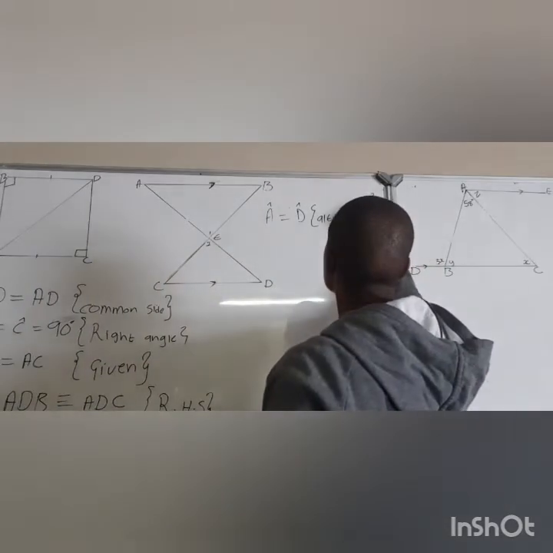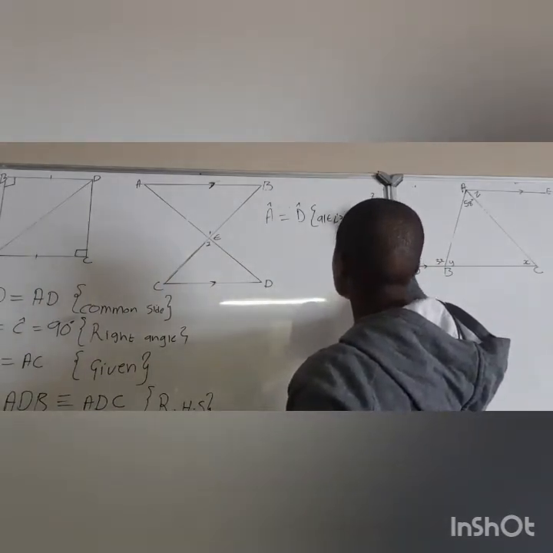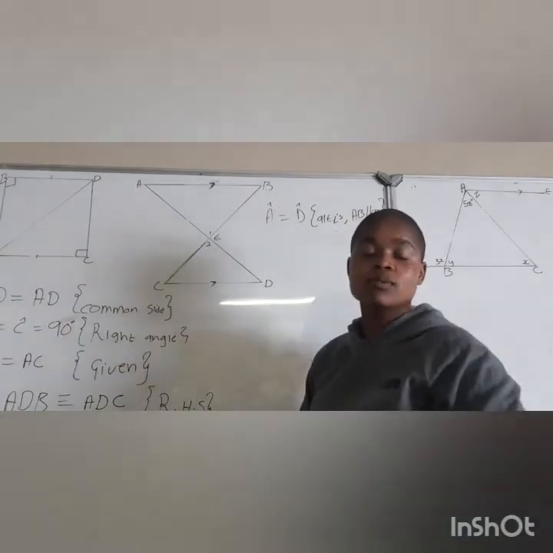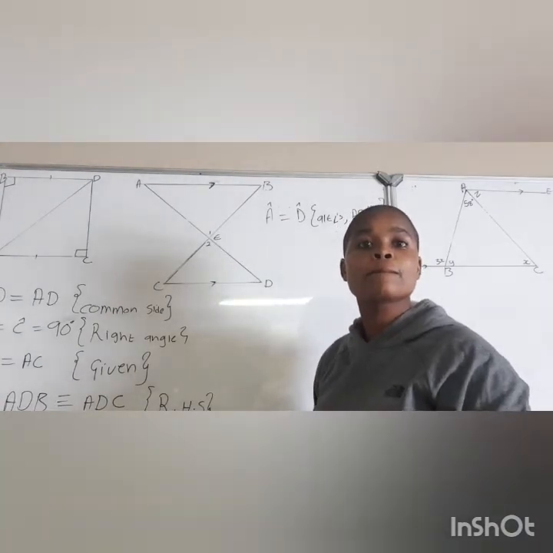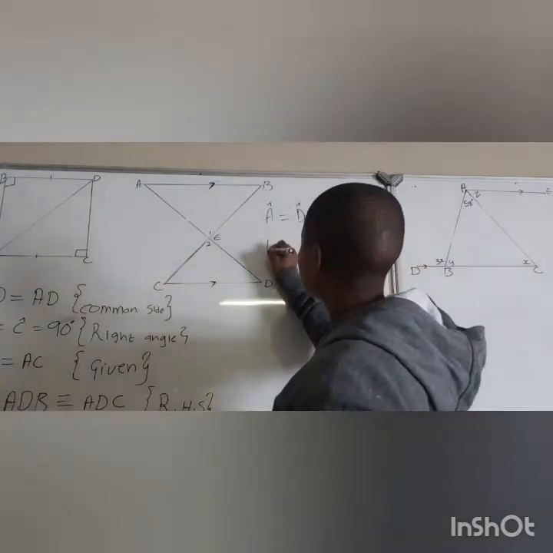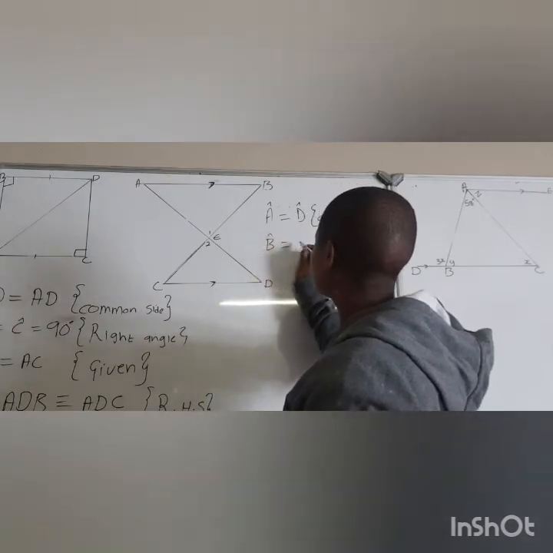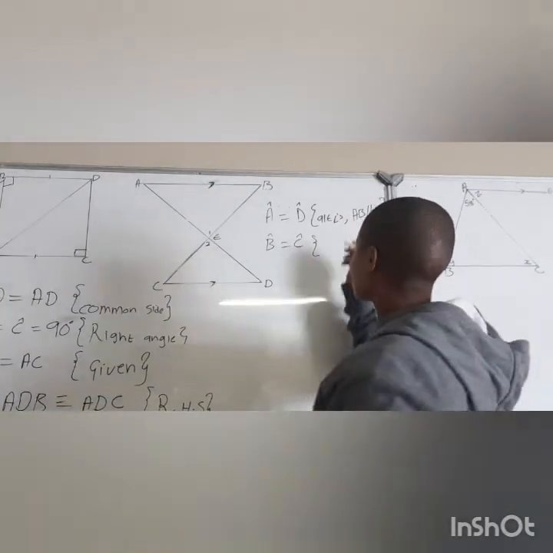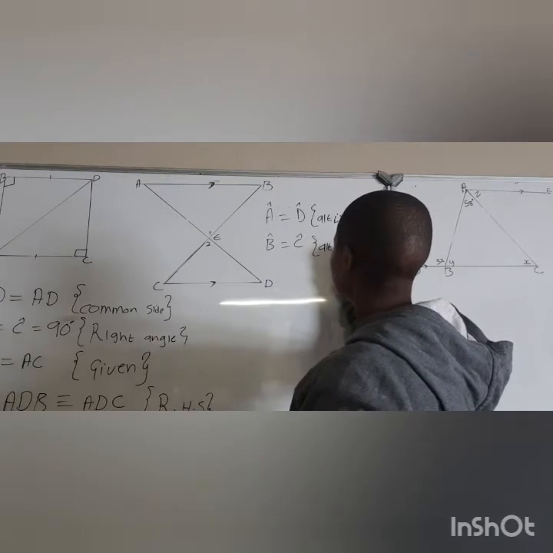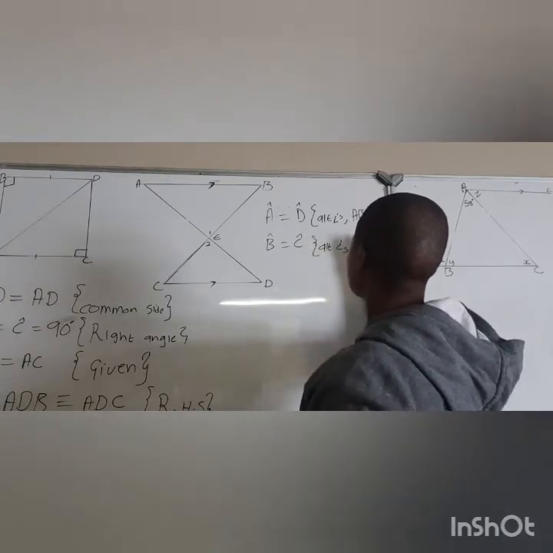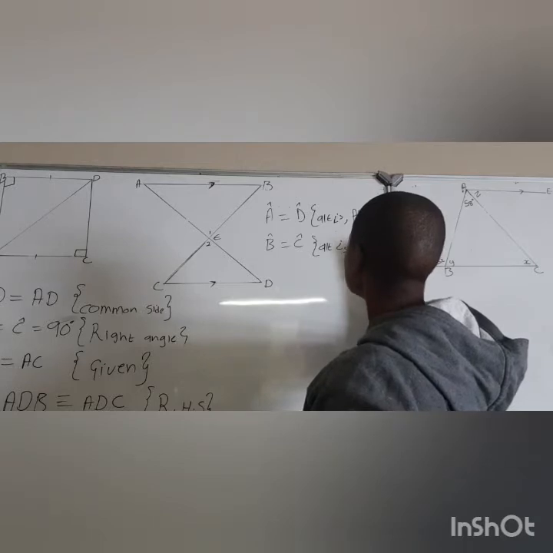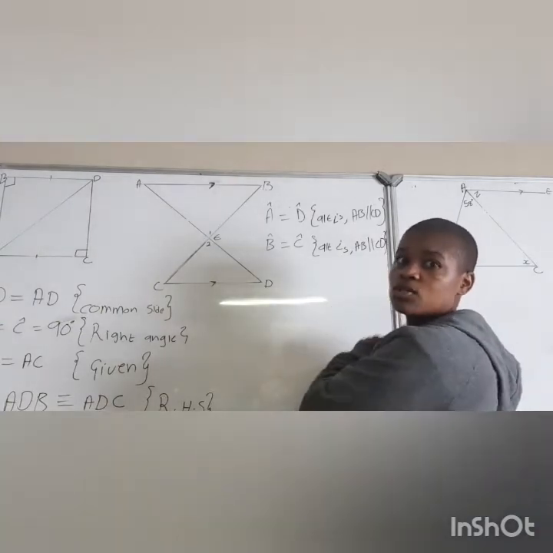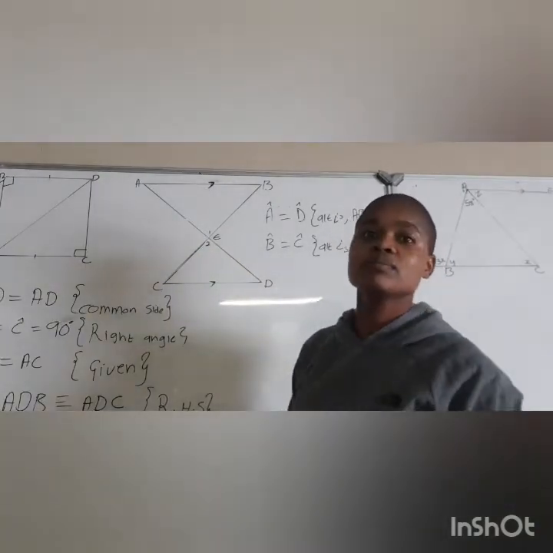Next. AB parallel to CD. Okay. Next one. Angle B is equal to angle C. Good boy. What is your reason? Alternate angles. Parallel lines. You must mention those parallel lines, right? You must write AB is parallel to CD. Okay? And the next angle?